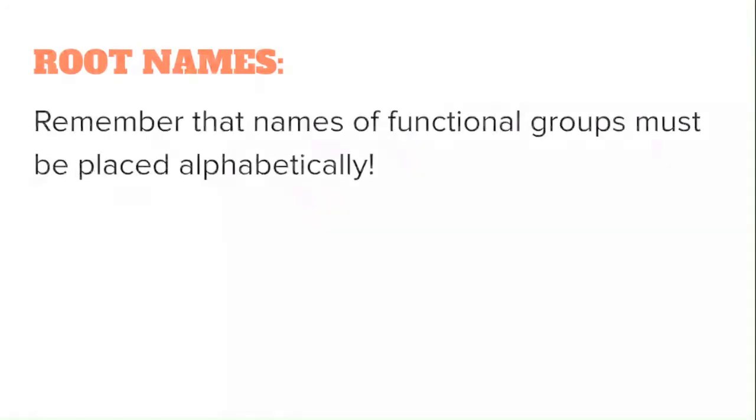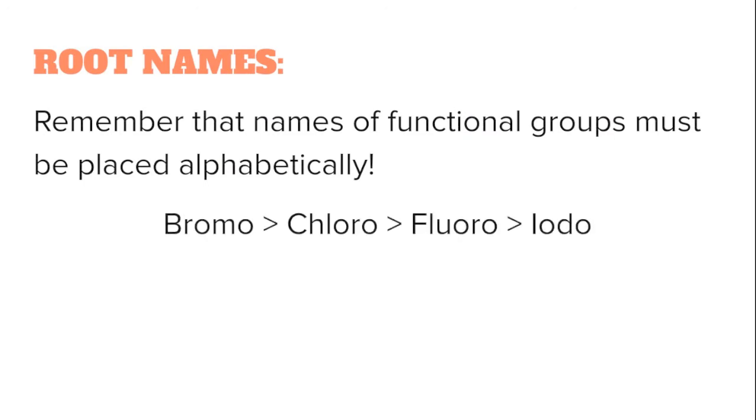So root names, all of these things have root names. The key part here is that we're always going to list functional groups alphabetically in the structure. Okay, so bromo is for bromine, chloro for chlorine, fluoro for fluorine, and iodo for iodine. And again, in alphabetical order, B, C, F, I. So if we had a carbon atom, which we're going to have later on, that has all of these in them, we would start with the bromine, then chlorine, fluorine, iodine.